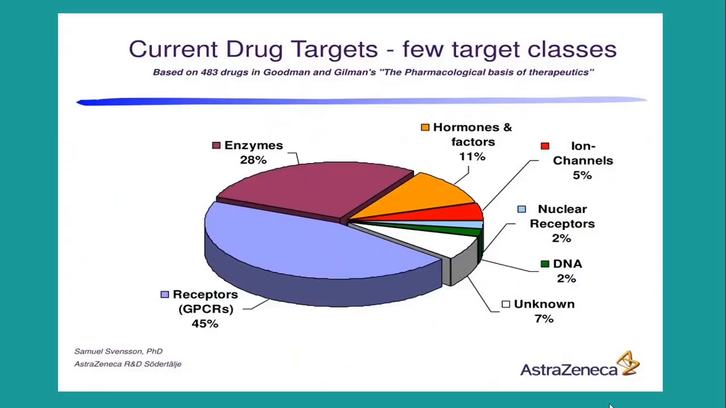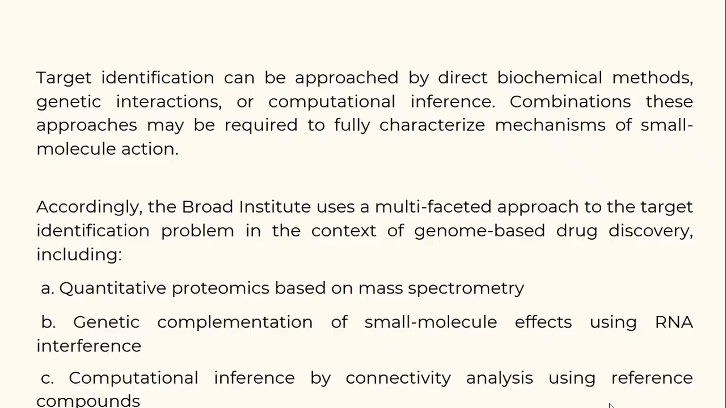mechanism-based side effects. Current therapy is based on fewer than 500 molecular targets of above 10,000 possible targets, 45% of which are G-protein coupled receptors, 28% are enzymes, 11% are hormones and factors, 5% are ion channels, and 2% are nuclear receptors. Target identification can be approached by direct biological method, genetic interactions, or computational inference. Combinations of these approaches may be required to fully characterize the mechanism of small molecule action.